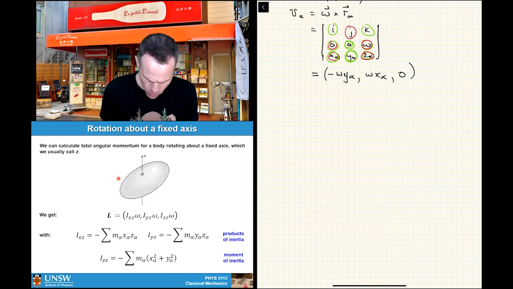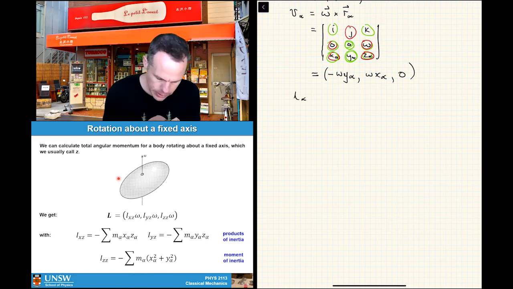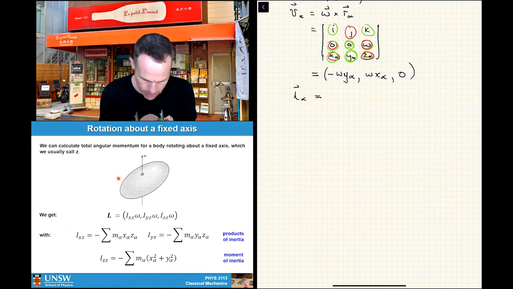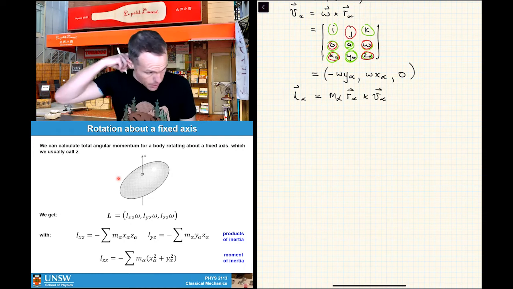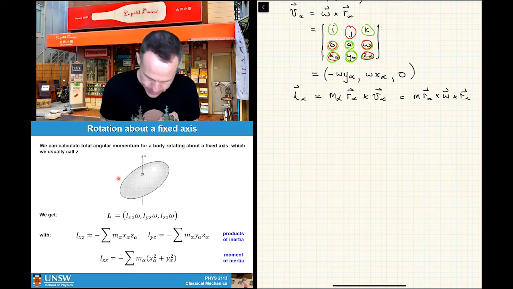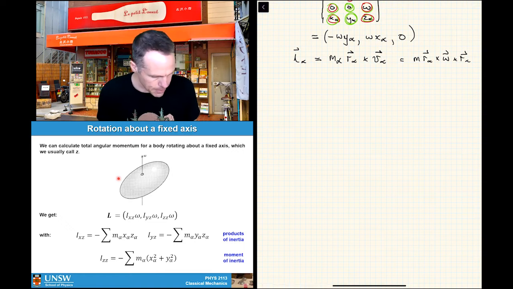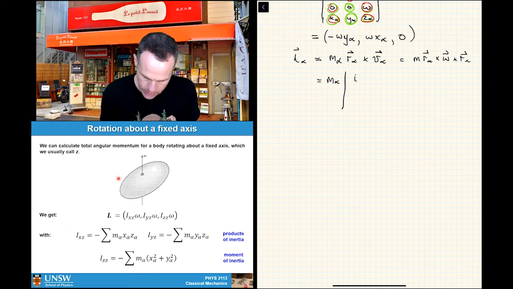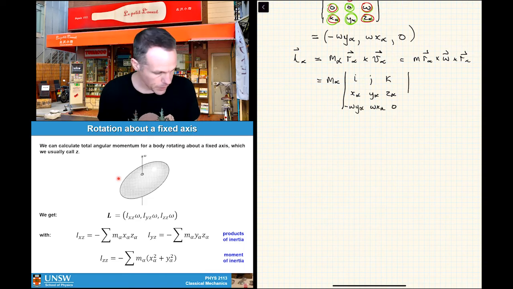And then, of course, we need our L alphas. It's going to be m alpha, R alpha cross V alpha, which, as you'll see later on, we could write as R alpha cross omega cross R alpha. So we keep our m alpha at the front, and we need to do another determinant. So i, j, k, we've got X alpha, Y alpha, Z alpha, and the terms on the bottom are minus omega Y alpha, omega X alpha, and 0. And so we can work this through.